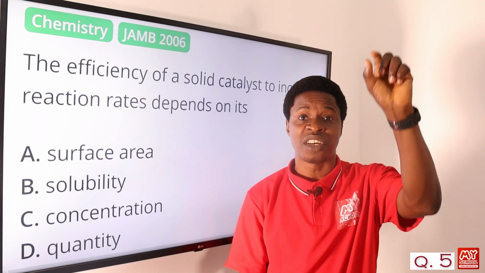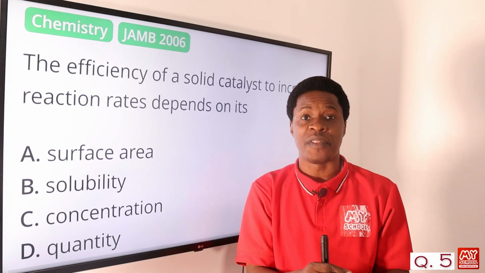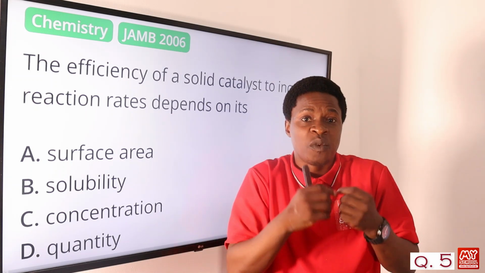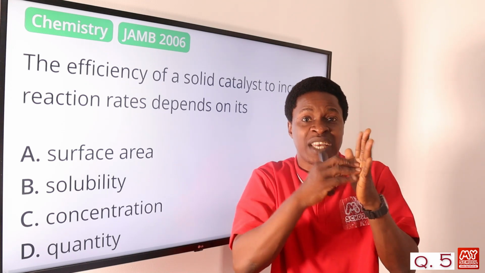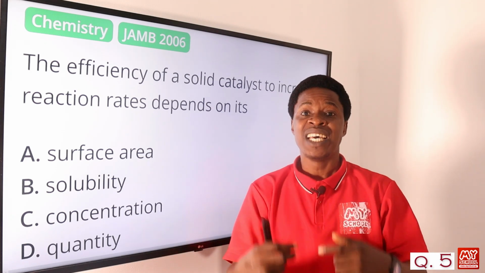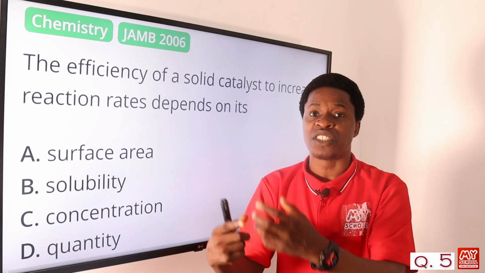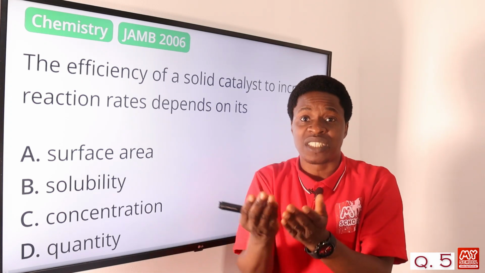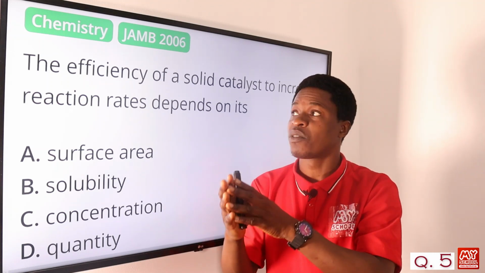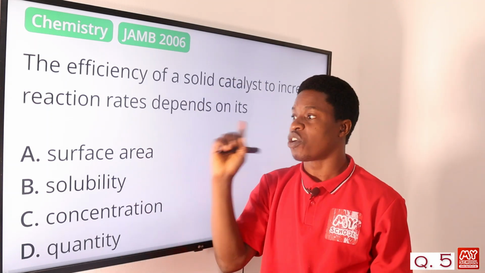But the one that is just the stick of chalk, if you pour in your HCl there, it's going to take a while because first it needs to soak in the HCl. The ones at the outermost part are the ones that will react first, before it begins to soak in and then begin to react. So surface area has a role to play. It talks about the efficiency of the solid catalyst, because there's a larger surface area. So the efficiency of a solid catalyst to increase the reaction rate depends on its surface area.